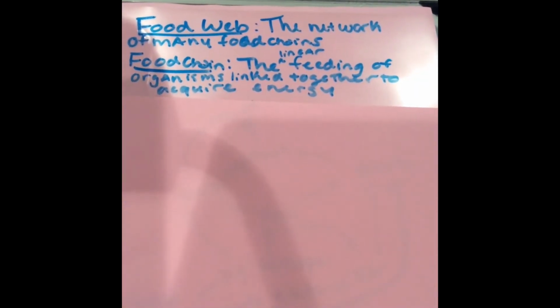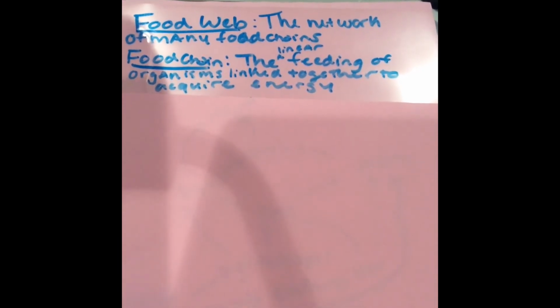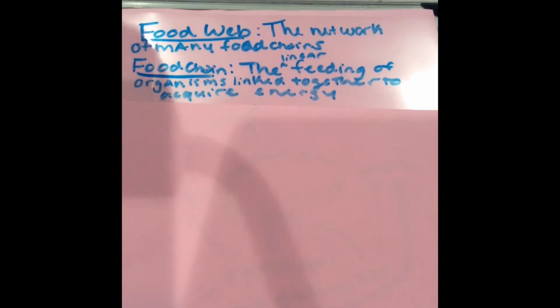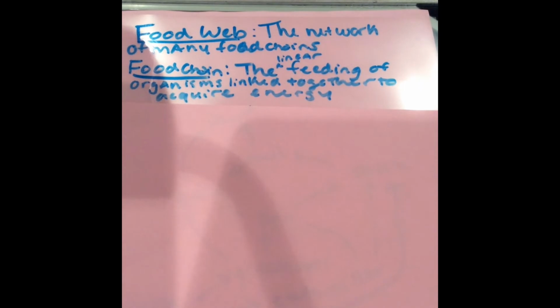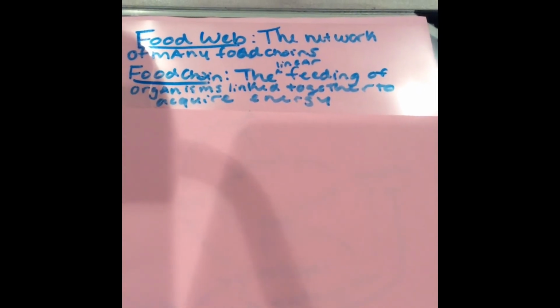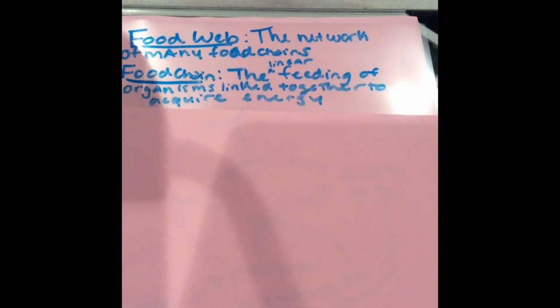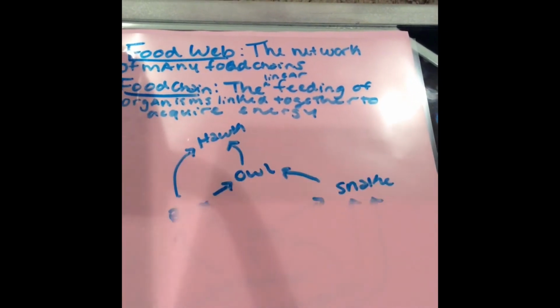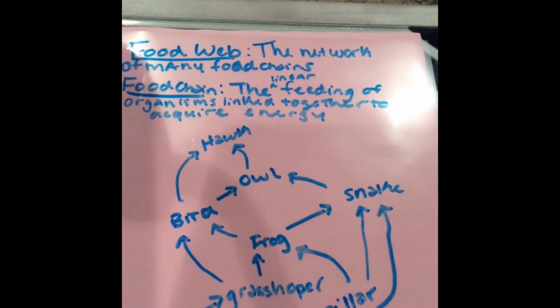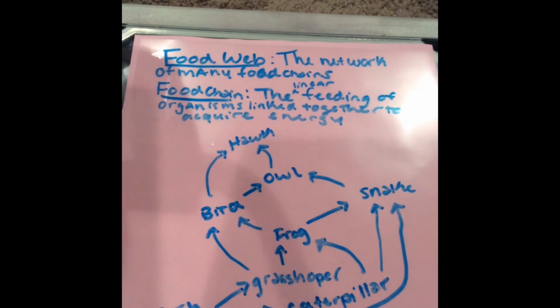As stated previously, the ways in which organisms acquire food results in various relationships. These relationships are classified into a food chain or a food web. A food web is the network of many food chains, while a food chain is the linear feeding of organisms linked together to acquire energy. The diagram below is a food web and shows the various feeding relationships of organisms within an ecosystem.